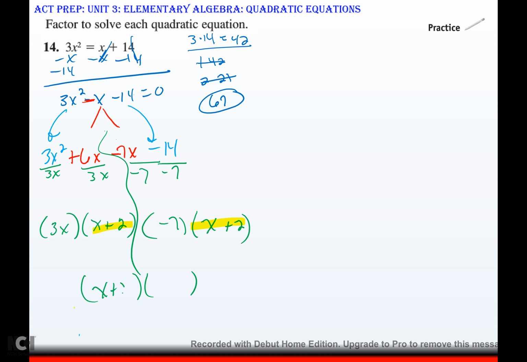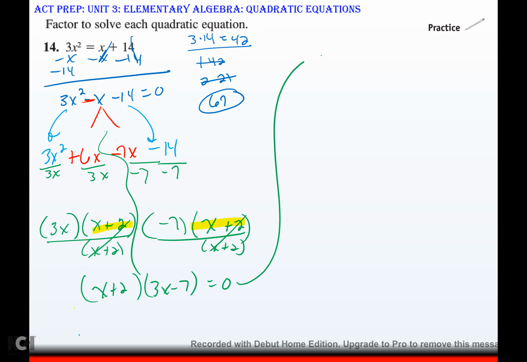By x plus 2. To get what's left, we're going to divide by x plus 2. And I end up with 3x minus 7. But we have to solve that. So I have x plus 2 times 3x minus 7 equals 0. To solve this, we set each one to 0, so x plus 2 equals 0 and 3x minus 7 equals 0.